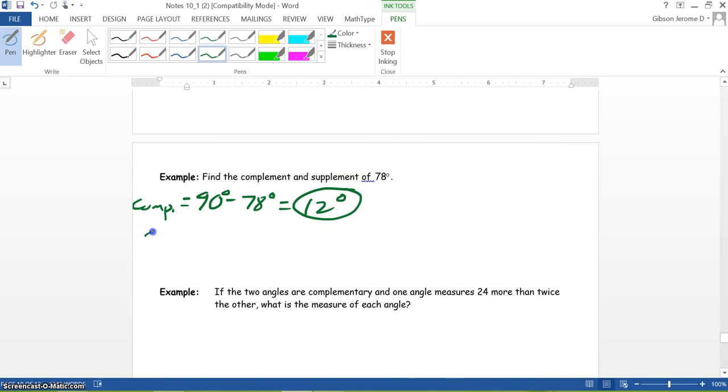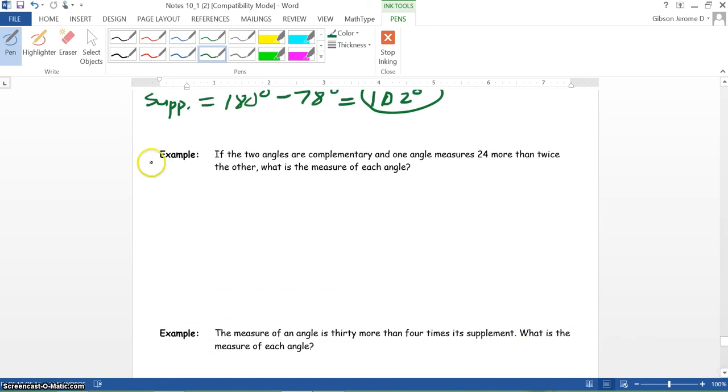Now the supplement, you can put SUPP, and it'll be 180 degrees minus 78 degrees, which will give 102 degrees. And that will be your final answer.